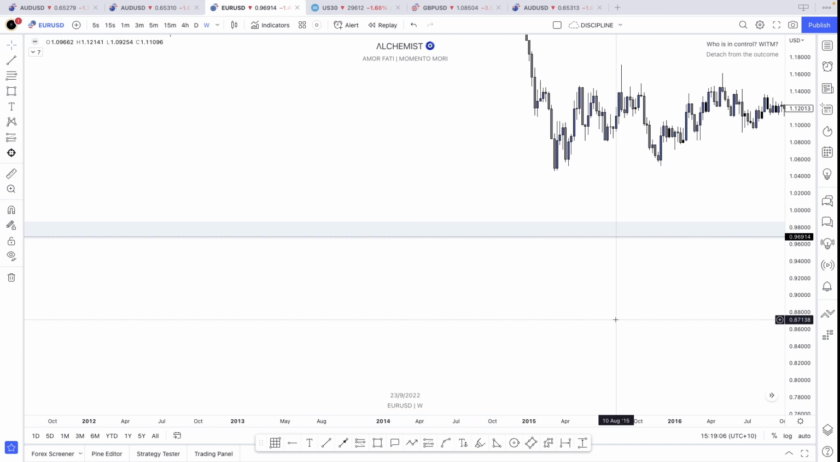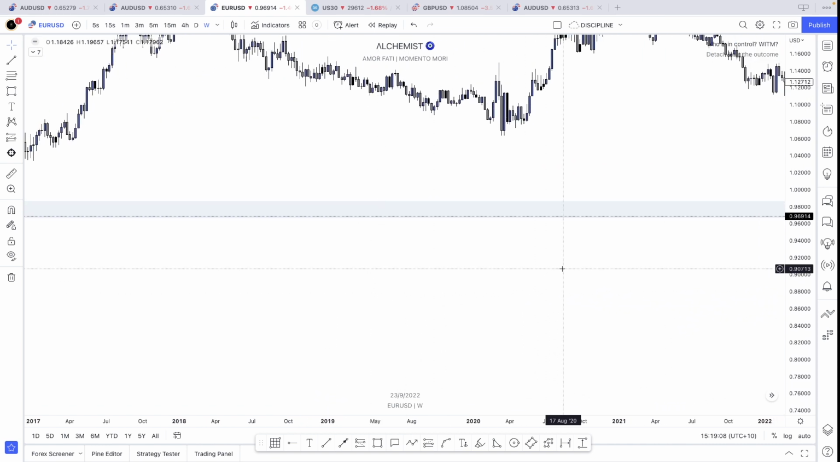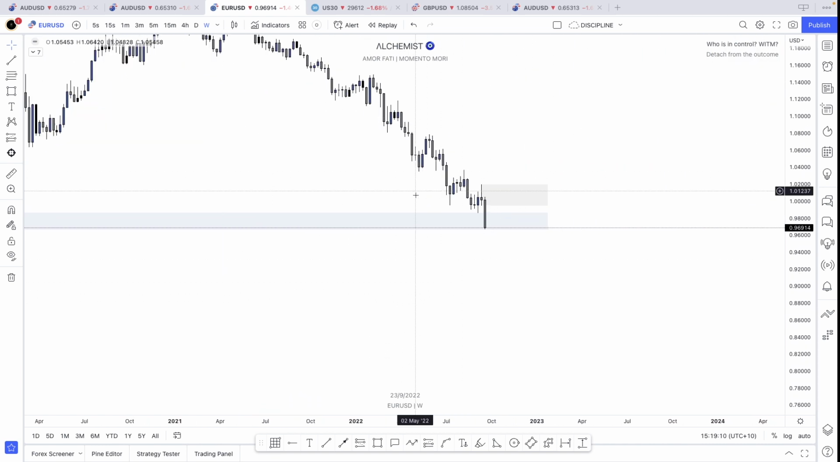But something I want to note here as well is I often see a lot of traders waiting to see things like this happen to then just trade the bullish pullback.